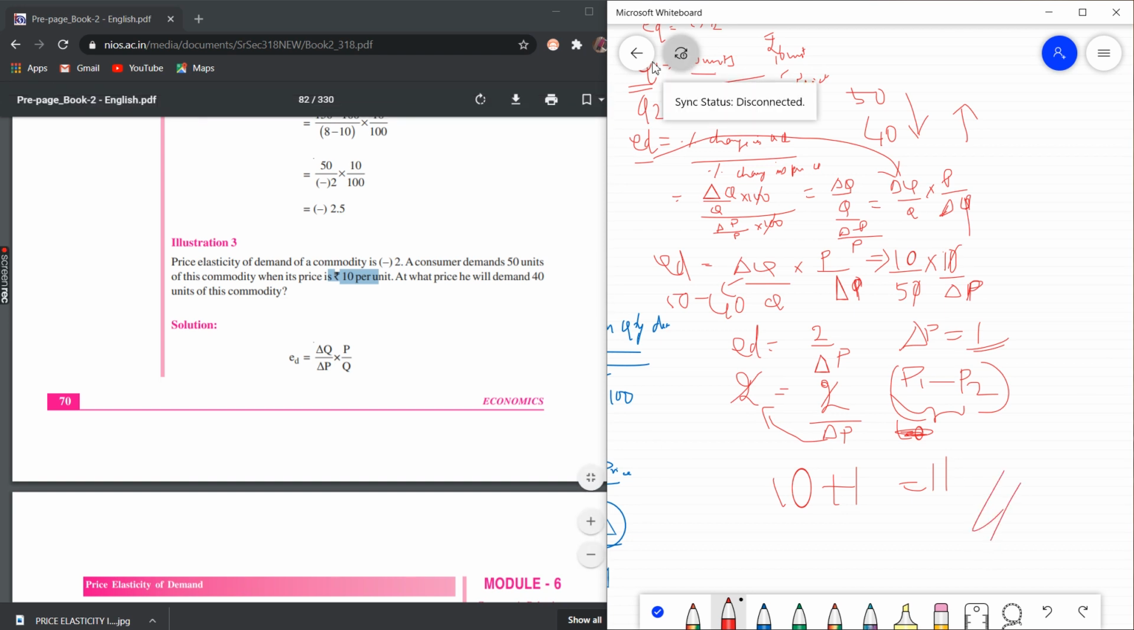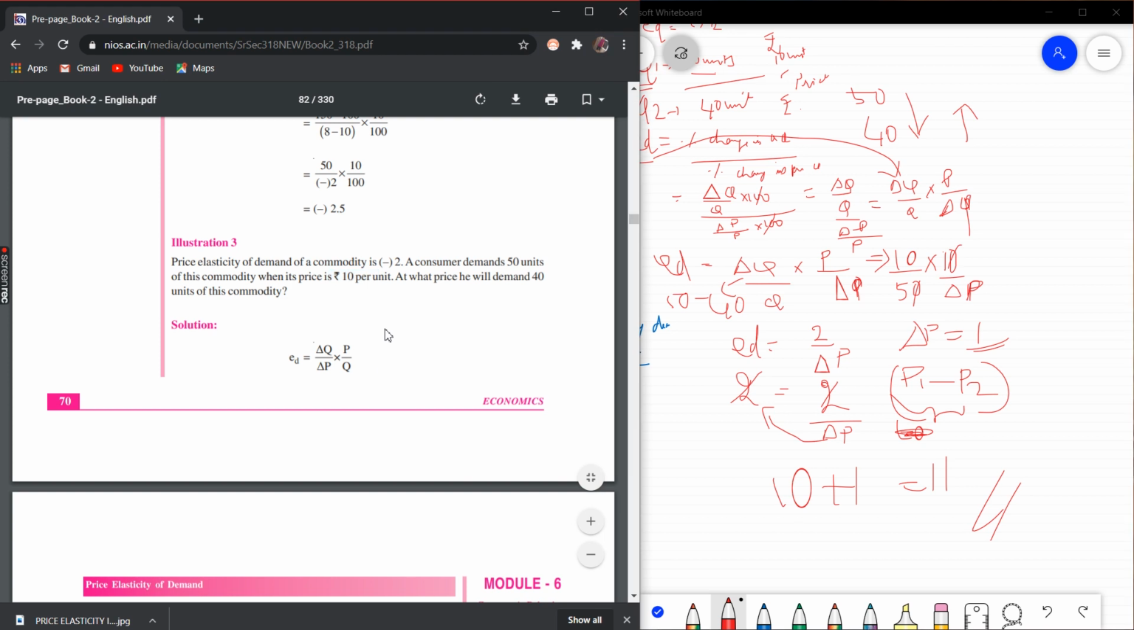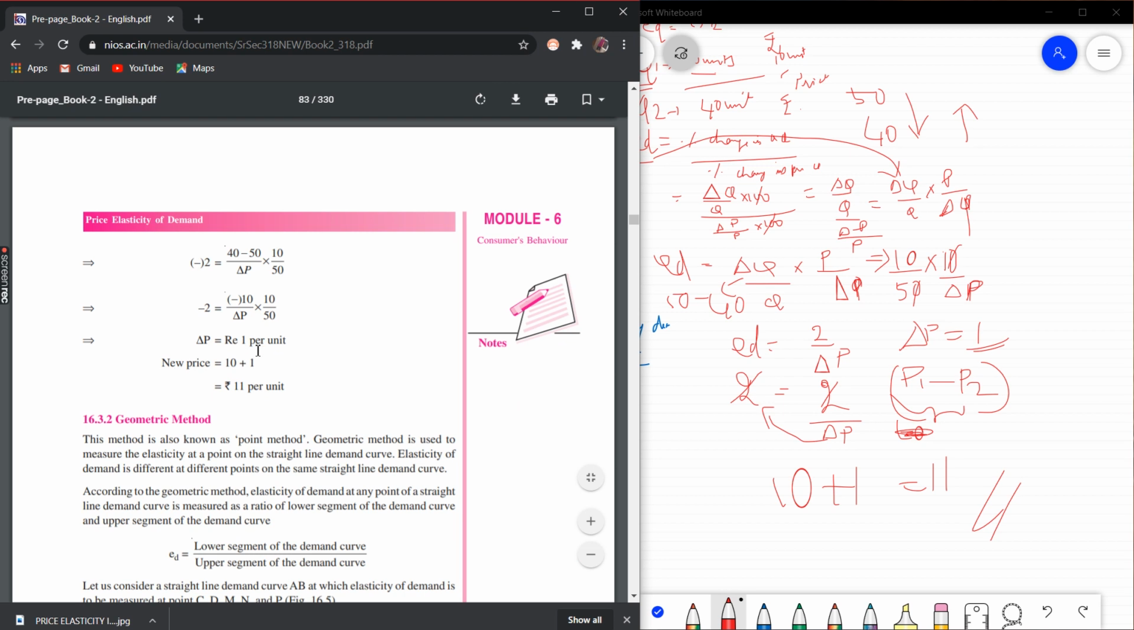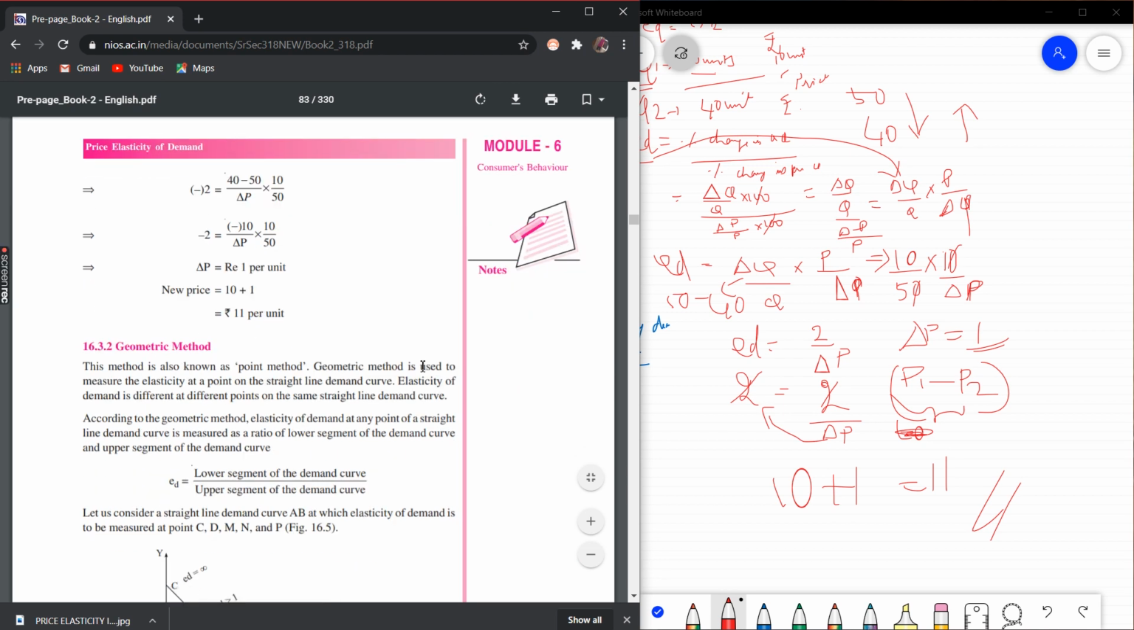You can also check this. Okay, do this sum once again and check whether you got the answer or not. Okay, this is what it is.